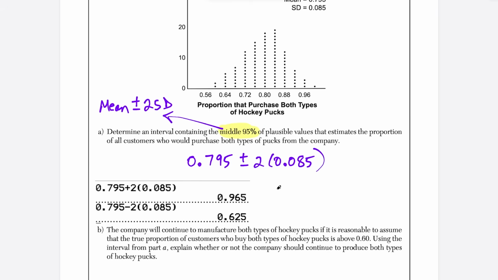So now I'll just write down the interval. We're going from 0.625 to 0.965. Okay, so we're just going to write down both of these decimal values here and make sure to separate them with a comma, and this will get us credit for the first part.